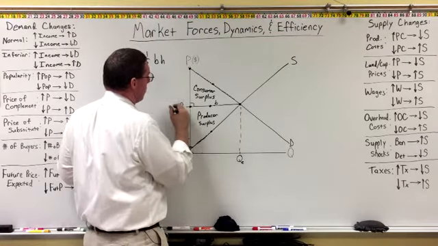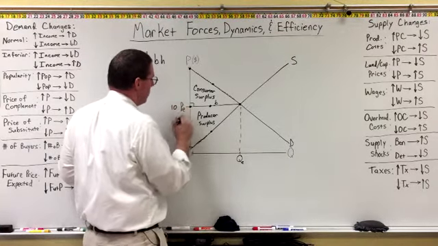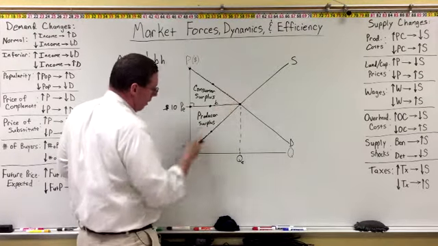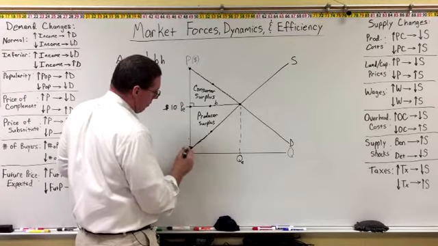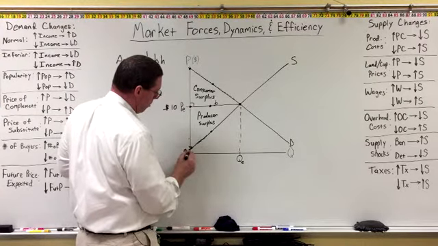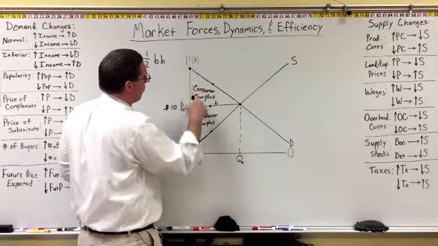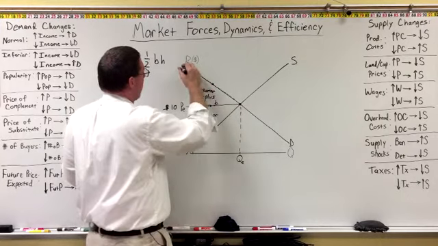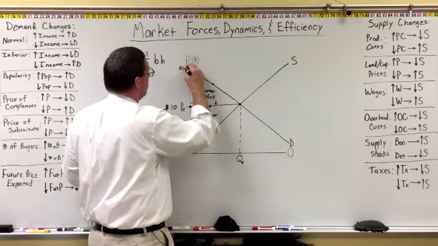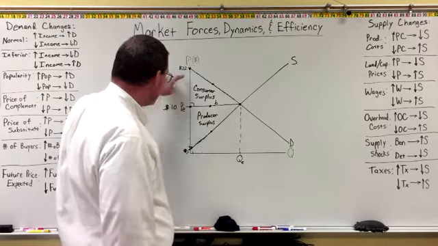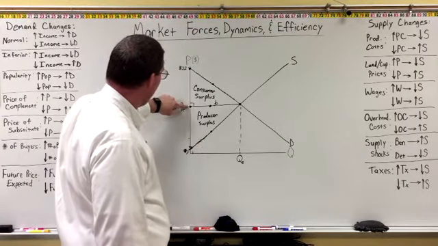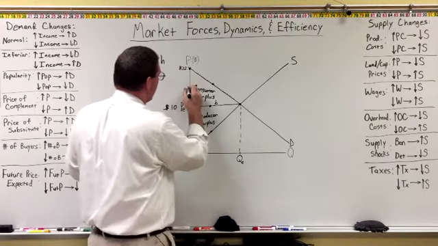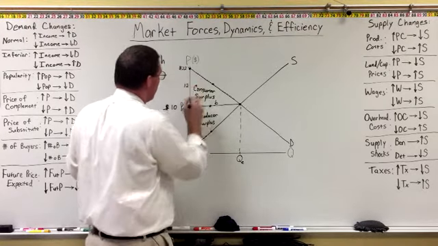So let's say that the equilibrium price is $10. And down here where the supply curve hits the vertical axis, let's say that that's $1. And up here where the demand curve hits the vertical axis, let's say that that's $22. Okay? So if this is 22 and this is 10, then the distance between here and here is 12, because 22 minus 10 is 12. So the height of this triangle is 12.